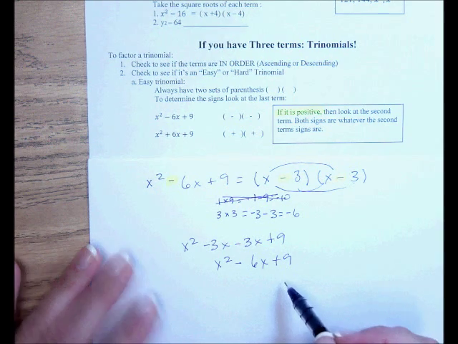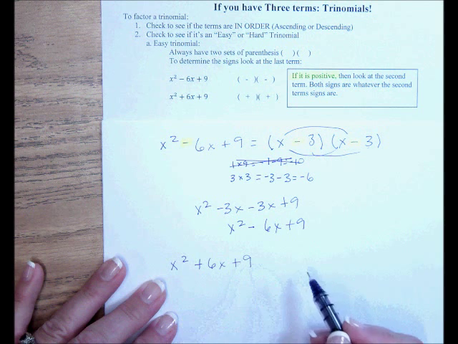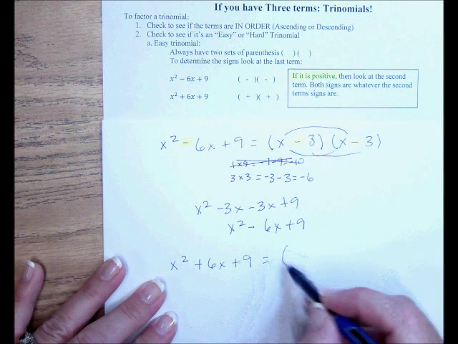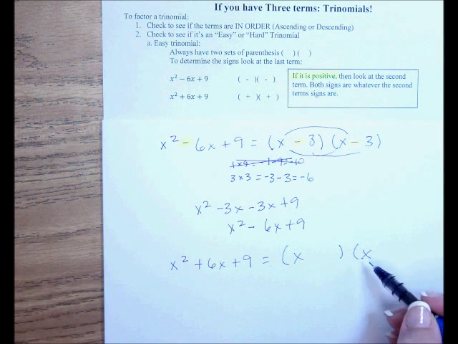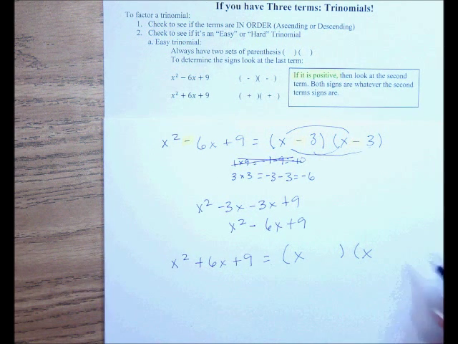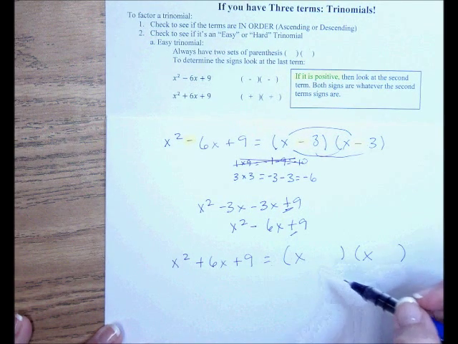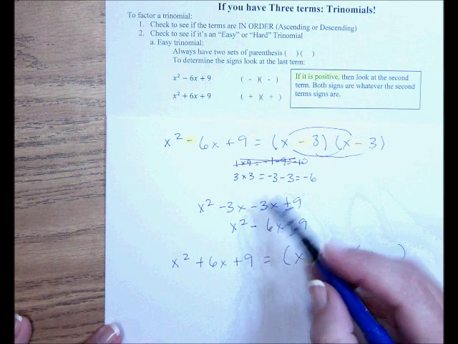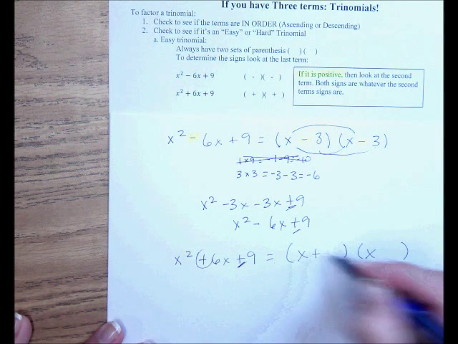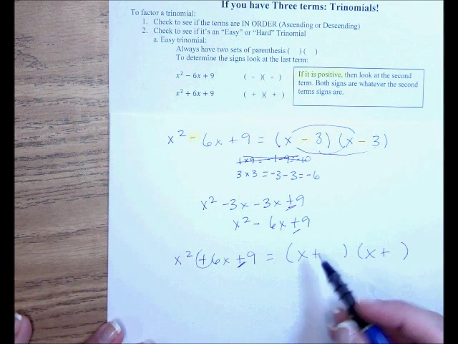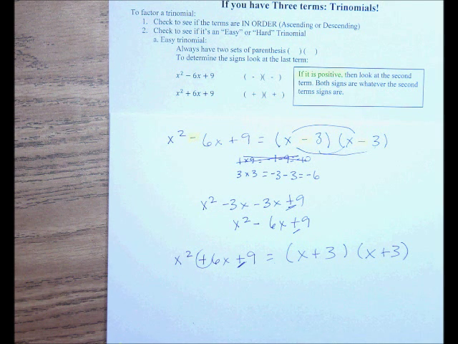So another example is when I have x squared plus 6x plus 9, and I have x in each of my first terms. So I look at my third term here, and I have a positive number. So I know that they're both going to be the same. So I have plus in both sides. Then I look at my second term. And again, it's going to be plus 3 and plus 3. And you would FOIL to check.